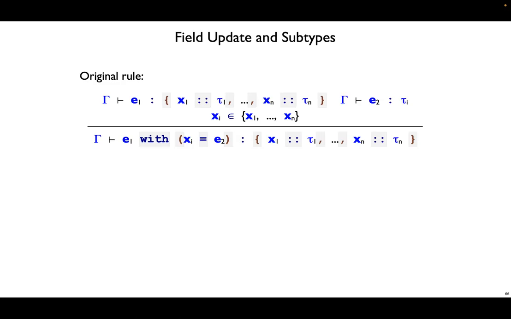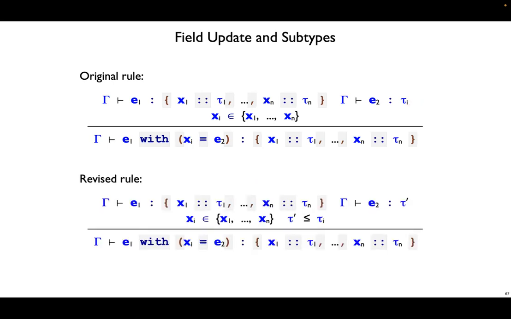As things stand, this application would get rejected, and that's because our typing rule for field update is looking for an exact match. The type for E2 has to have a type that's inside the record. We can fix that by revising the rule. So E2 can have any type tau prime, as long as tau prime is a subtype of the matching field's type.